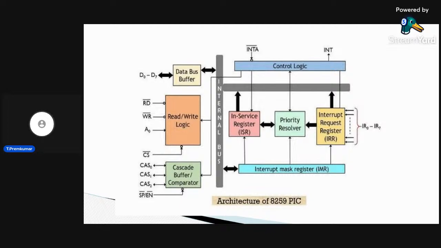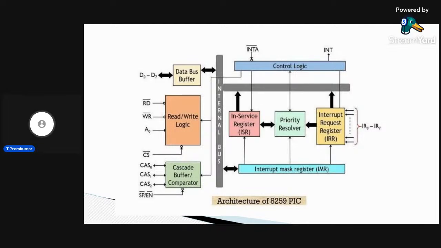See this? On the left side you have the data bus buffer, the read write logic, and the cascade buffer comparator. On the right side you have the control logic, and after that three separate parts: the in-service register, which we call the ISR, and the priority resolver. Whichever interrupt has to be taken over by the processor is resolved by the priority resolver. The next one is the interrupt request register, the IRR. Totally it has eight registers for handling the different interrupts. Below that you have the interrupt mask register, the IMR.